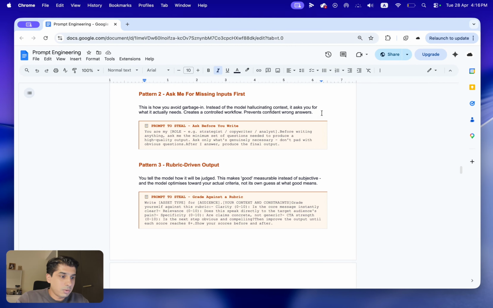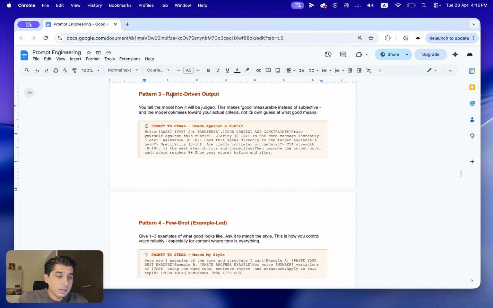I'm sure you guys have always known that a lot of LLMs are more of a yes man and just agree with what you say. This is going to stop that. Again, another prompt for you to steal. So ask before you write, and you can just copy paste this and obviously fill in the blanks based on what you're trying to get.